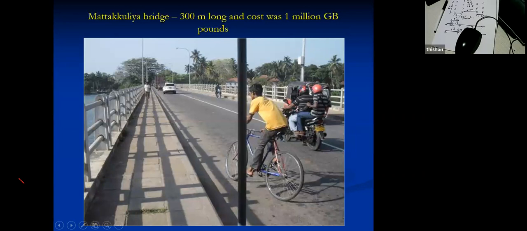And this is the Mattakkulla bridge. Although it was fully completed, the access roads had many problems, so it was underutilized for a long period of time. This bridge is also across the Kalani River. If you ask the cost of this bridge in the late 1990s or early 2000s, the original estimate was 210 million, but later it was completed for 200 million.